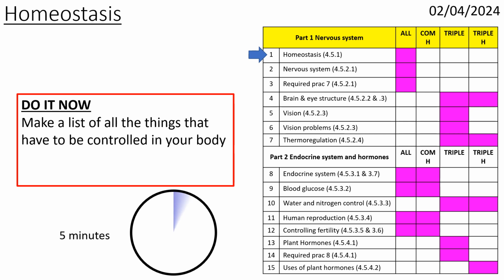Pause the video for a moment, make a list of all the things that have to be controlled in your body. Spend no more than 5 minutes on this, but make a list and restart the video when you're ready.